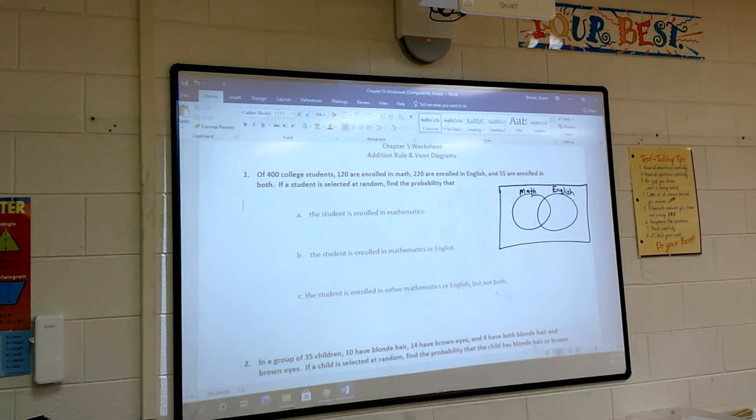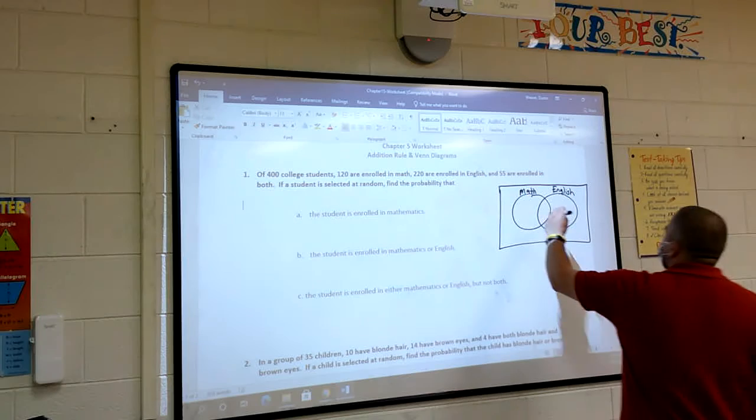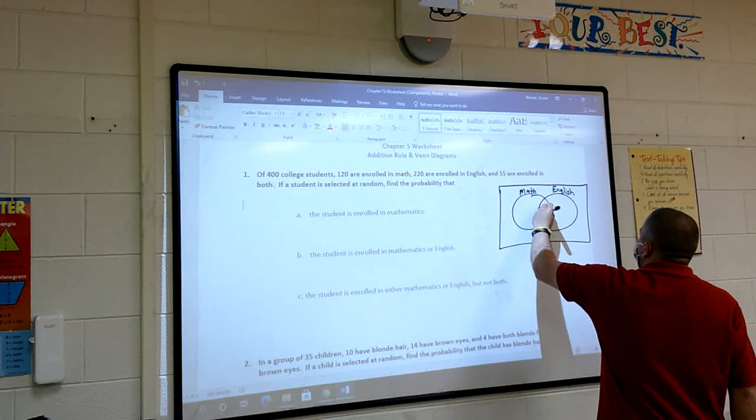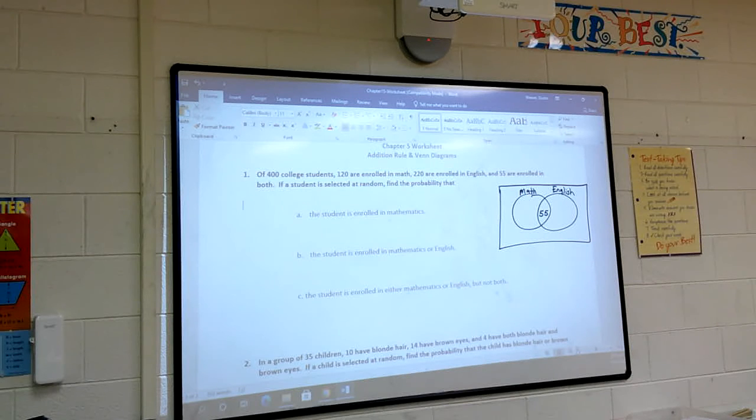When you go through the math and English in a Venn diagram, you're always going to start in the middle. So in this one, it says 400 college students, 120 are enrolled in math, 220 are enrolled in English, 55 are enrolled in both. So I'm going to put 55 in the middle. That's the ones that are enrolled in both math and English, where it overlaps.